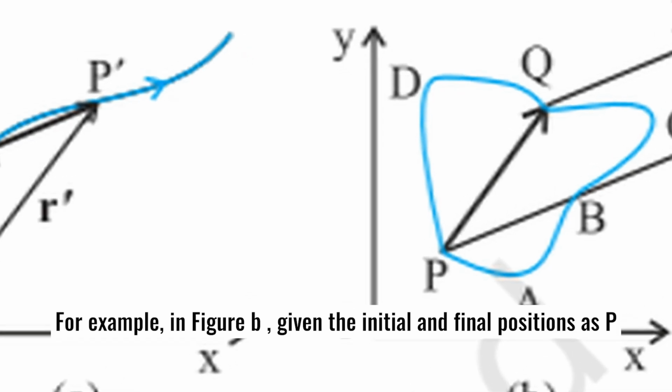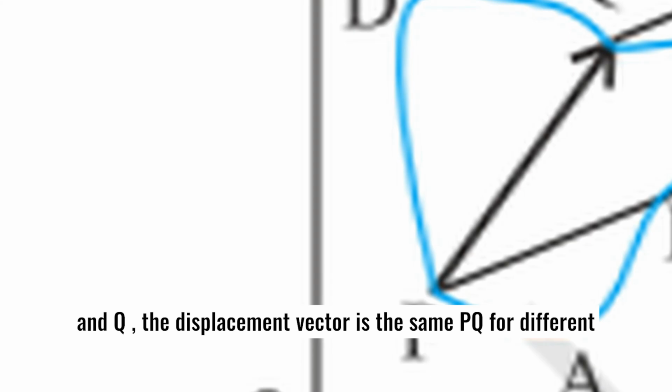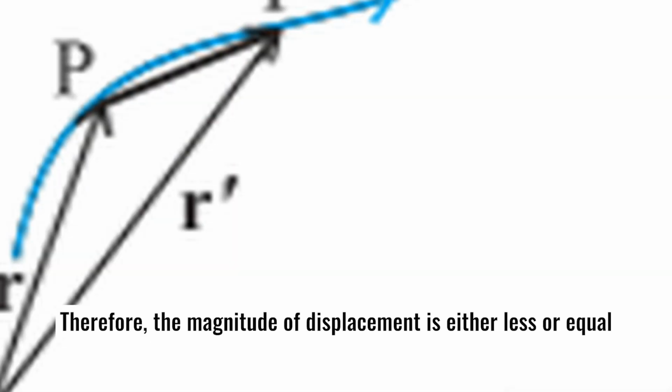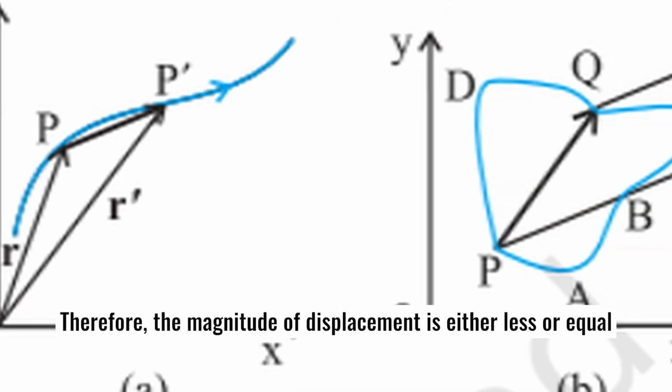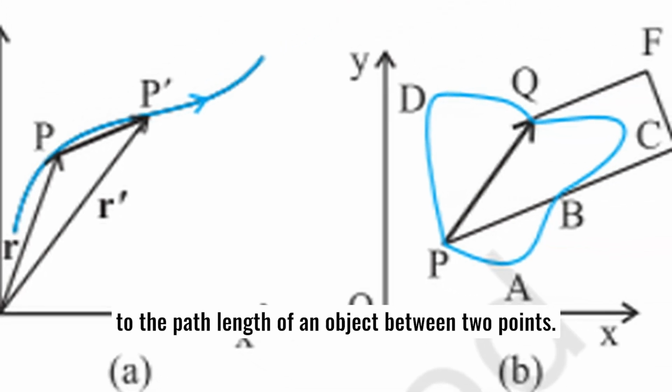For example, in Figure B, given the initial and final positions as P and Q, the displacement vector is the same PQ for different paths of journey, say PABCQ, PDQ, and BEFQ. Therefore, the magnitude of displacement is either less or equal to the path length of an object between 2 points.